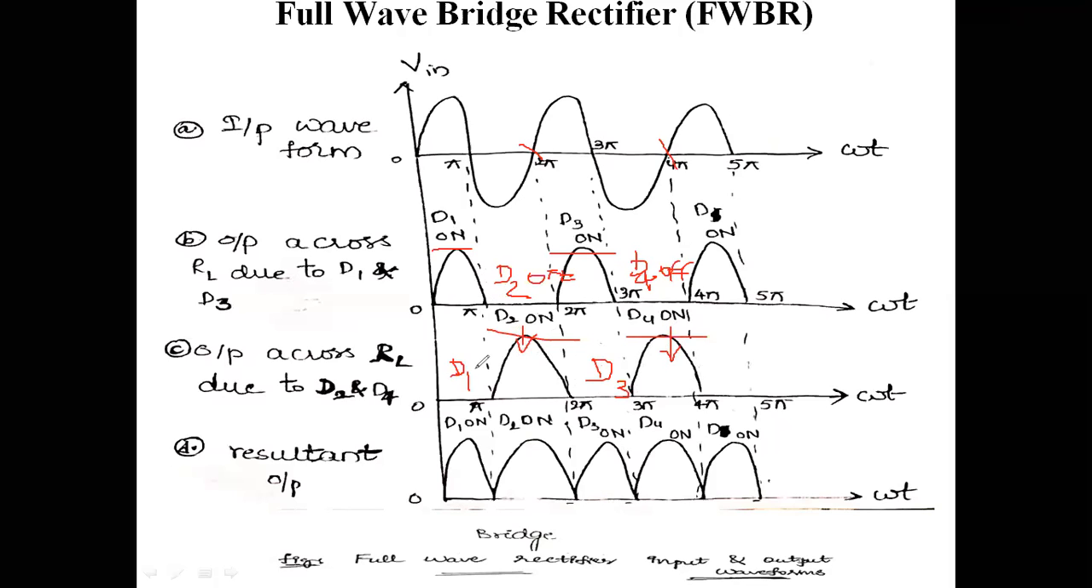This is the 0 to pi, D1 is on, D2 off, D3 on, D4 off, like that. Here D1 on, D1 off, D2 on, D3 off, D4 on, like that.